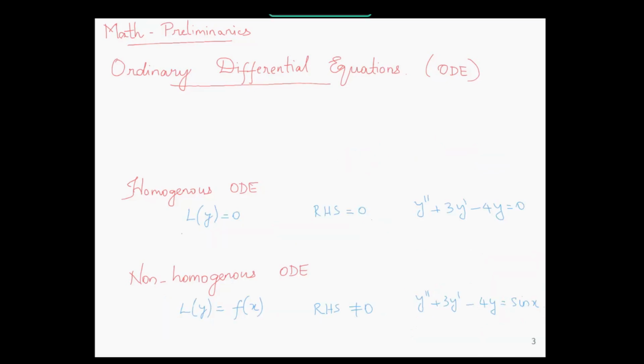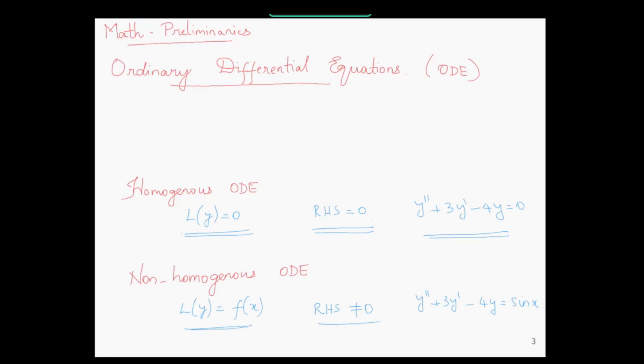Now, the general form of a homogeneous differential equation is Ly equal to 0. So the right hand side is 0. And y double prime plus 3y prime minus 4y equal to 0 is an example of a homogeneous ordinary differential equation. A non-homogeneous ordinary differential equation is of the form Ly equal to f of x.